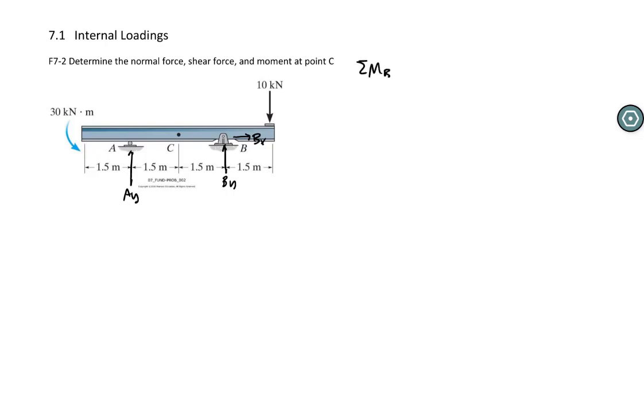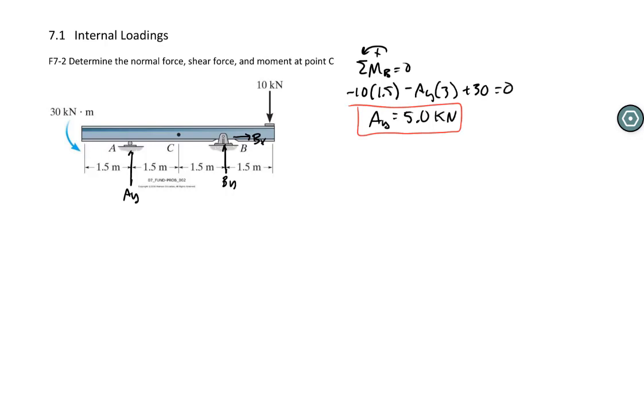So the sum of the moments about B is equal to 0. Fairly easy. Let's do that. We got negative 10 times 1.5 minus AY times 3 plus 30 is equal to 0. And I can solve that for AY equal to 5 kilonewtons. All right, and then I can find the other force, BY, by summing the forces in the Y equal to 0. So I got AY minus BY, and you can see that BY is also equal to 5 kilonewtons. Okay, that's kind of the way we get started. I can also sum the forces in the X direction, but you can see that BX is equal to 0 because there are no other forces in the X direction.